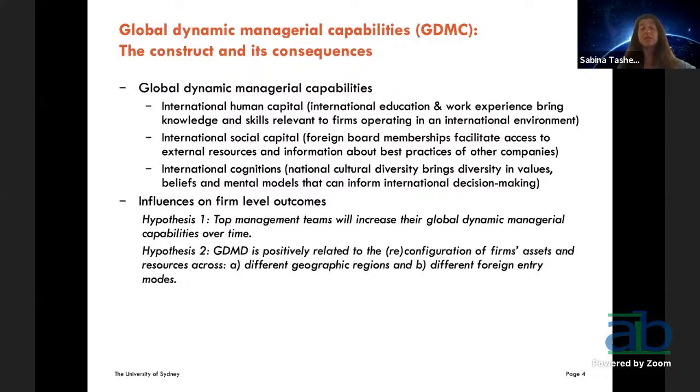The second hypothesis suggests that global dynamic managerial capabilities will be positively related to the reconfiguration of firm assets and resources across different geographic regions and different foreign entry modes. The underlying logic behind this hypothesis is that managers or managerial teams with global dynamic managerial capabilities are more likely to assess the costs and benefits of working in various environments, and they're also more likely to reconfigure organizational resources across different national borders and across different entry modes. So in many ways, that refers to being better able to oversee the portfolio of international operations and utilize all three sources of global dynamic managerial capabilities to make better decisions.